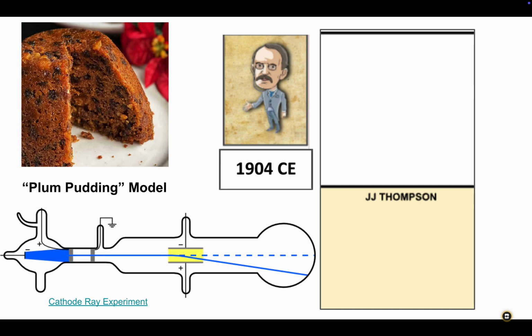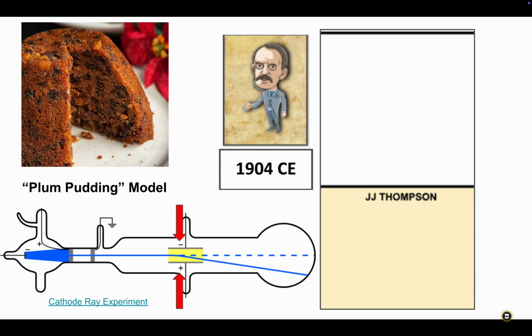So he used this device called a cathode ray tube. Basically, it's a sealed glass tube with a little bit of gas inside, and there are two metal plates on either end. I want you to notice that there is a positive charge on the bottom plate and a negative charge on the top plate. And when he ran electricity through it, this beam of light appeared.